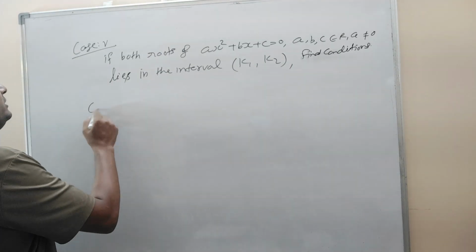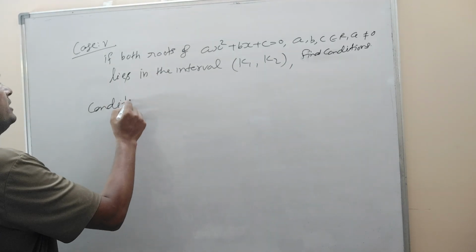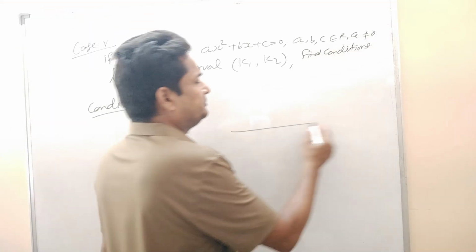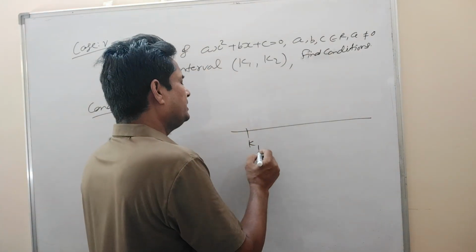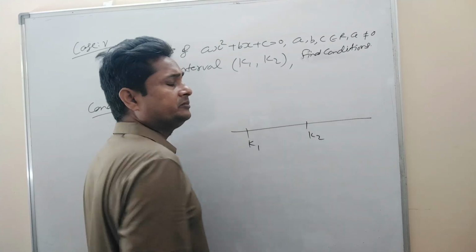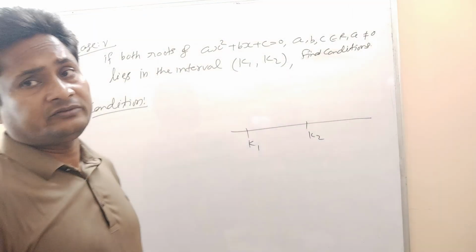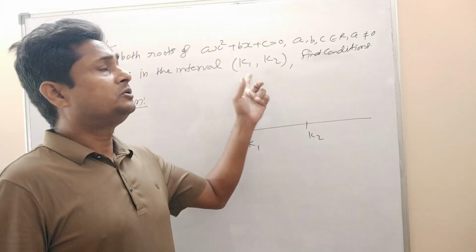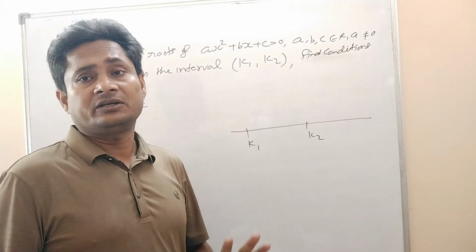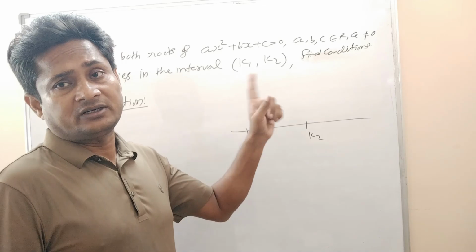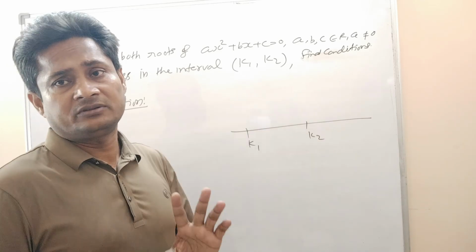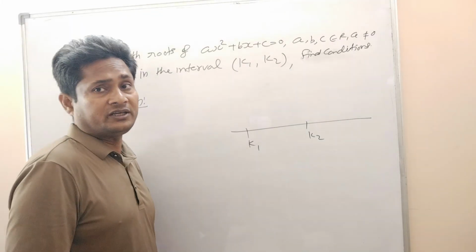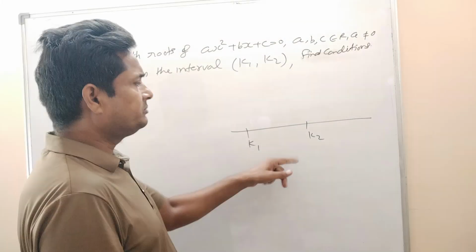So what will be the conditions? What can be the conditions? See here, if you mark the numbers k1 and k2, then what can be the possible cases? It is saying first of all, both roots lie between k1 and k2. That means the quadratic equation must have real roots. So what can be the possible cases? Both roots lie between these two numbers.